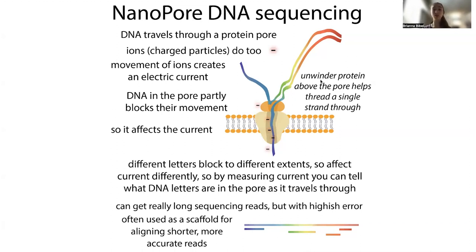Basically, there's an unwinder protein above this pore. It helps thread a single strand of DNA through the pore. The DNA is going to block the current, but not fully; it's going to affect the current flow. Depending on which DNA letters are in this tunnel, you'll get different effects on the current. By measuring the differences in the current, you can tell what letters were in the pore as it travels through. It's not just the immediate letter, but also combinations of DNA letters, and so there's computational work that goes into determining the actual sequence.